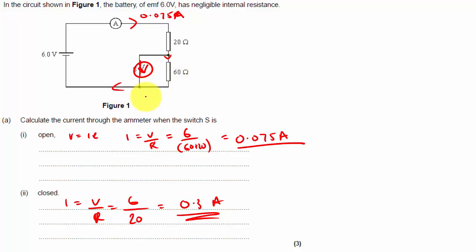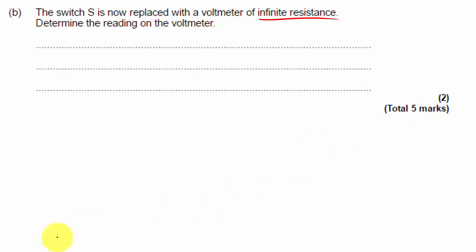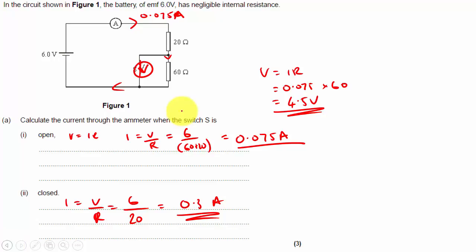So to work out the voltage across this component, relatively straightforward. V equals IR. I is 0.075, R is 60. 0.075 times 60 gives me a value of 4.5 volts. So that would be the answer for here, 4.5 volts. Since we're trying to develop our understanding here as well, let's check, does that look reasonable? Is it correct?